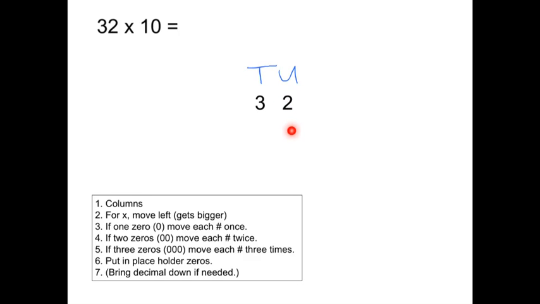2 we're going to bring down, and then we're going to move once to the left, so the 2 shall go here. Next, the 3 we're going to bring down, and once to the left, so the 3 shall go here. Now the last step is we need to put in the placeholder zeros in the gap here, as so. The answer now to 32 times by 10 is 320.